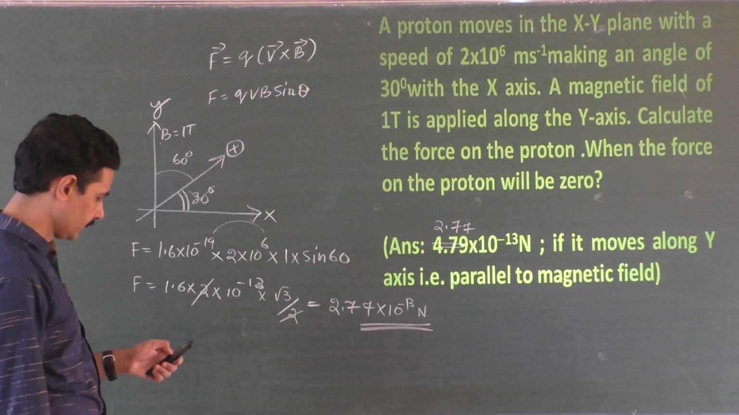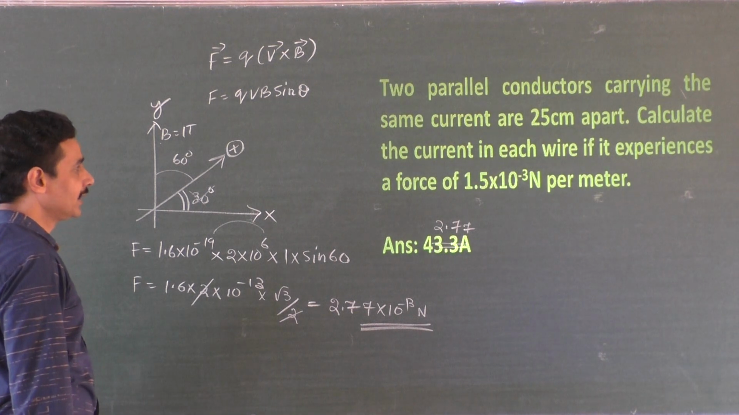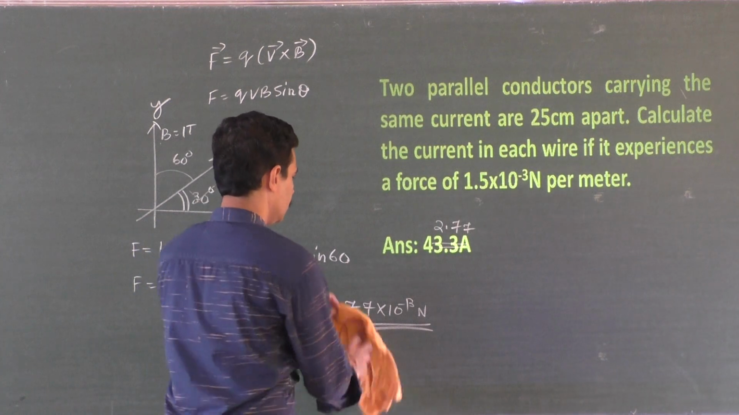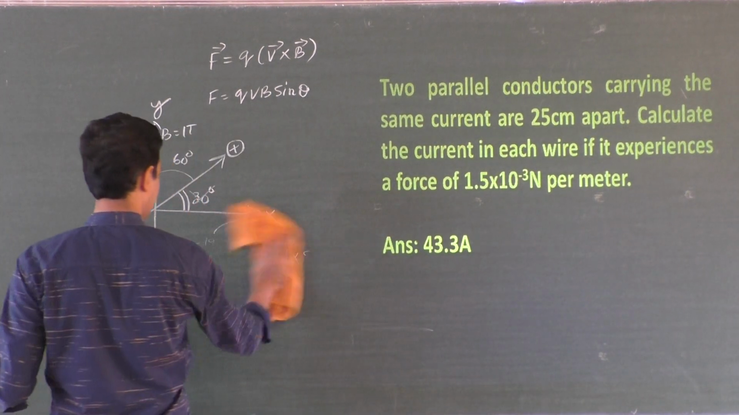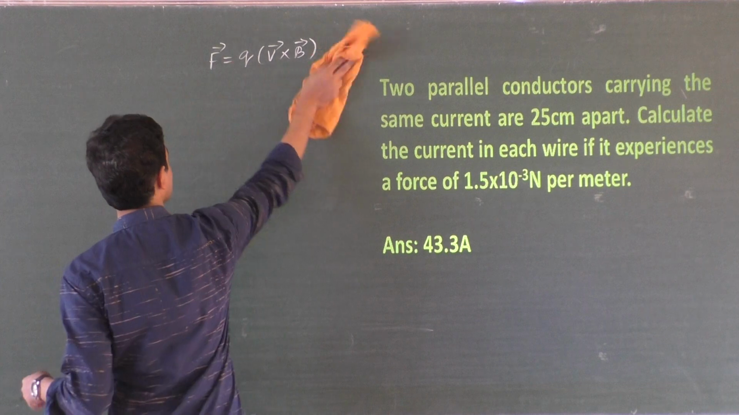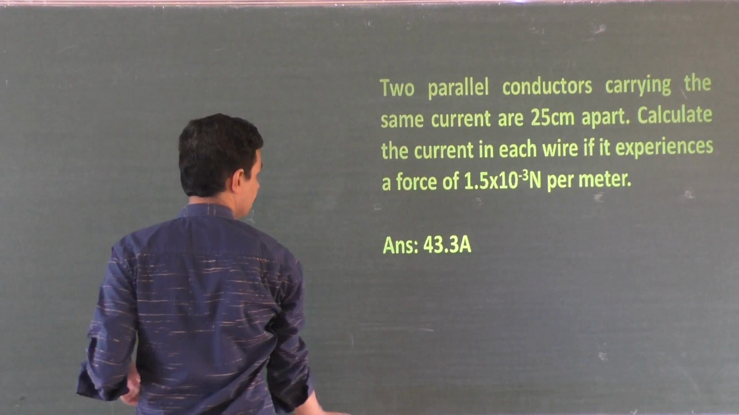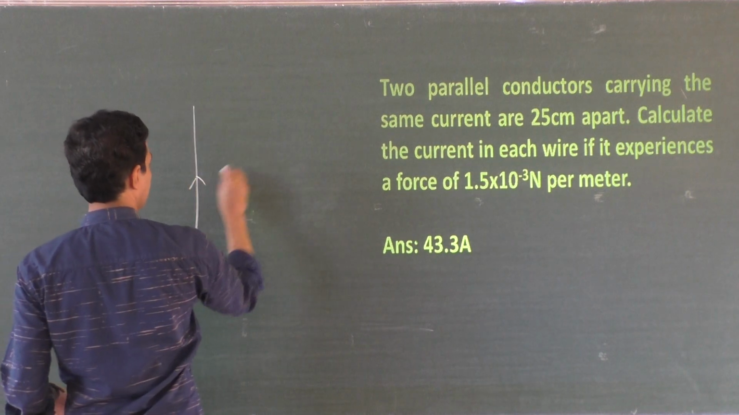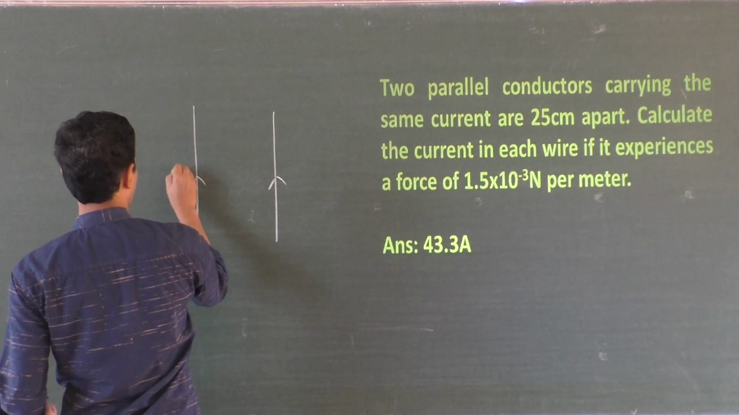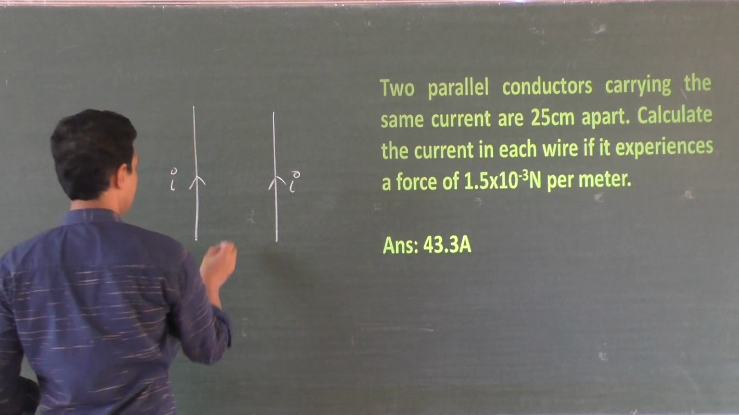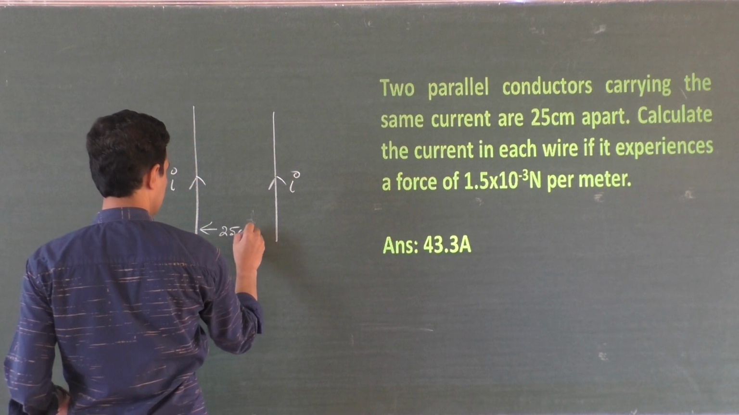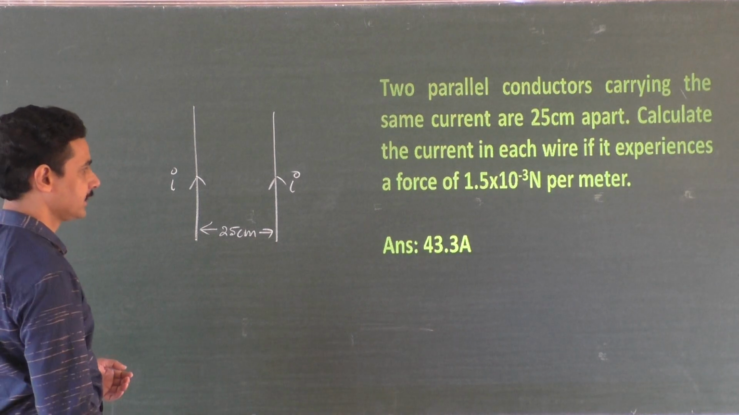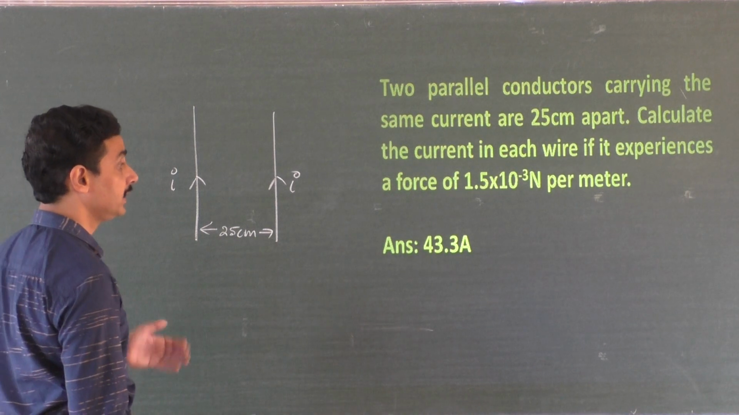Direct problem. Two parallel conductors carrying the same current are 25 centimeters apart. Okay, you know, for two parallel currents, like currents attract, unlike currents repel in a magnetic field. Two parallel conductors carrying the same current, so I will name them I and I, are 25 centimeters apart. It is in centimeters. And calculate the current in each wire if it experiences a force of so much per meter, right?